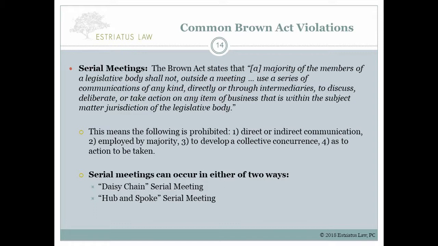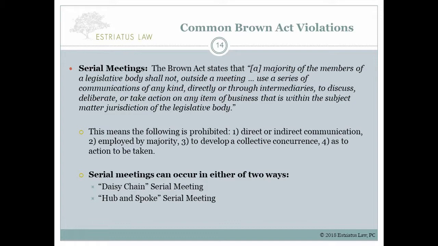And this can occur in two different ways. There's the daisy chain serial meeting, where member A contacts member B, who contacts member C, who contacts member D, and so on until a quorum has discussed, deliberated, or taken action on an item within the subject matter jurisdiction of the agency. Any device used to achieve the same, such as an email daisy chain, is also an improper serial meeting. The second is the hub and spoke serial meeting.